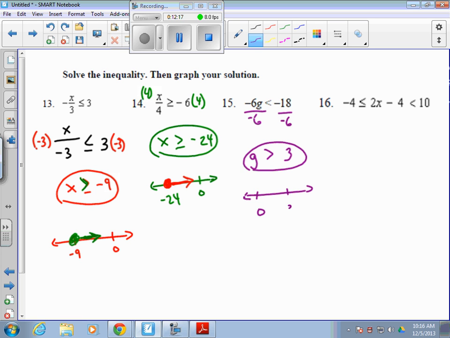Now 3 is on this side. It doesn't say or equal to now, so it's going to be an open bubble and everything that way. Notice, compare that one to numbers 13 and 14. We had closed bubbles for both of them.